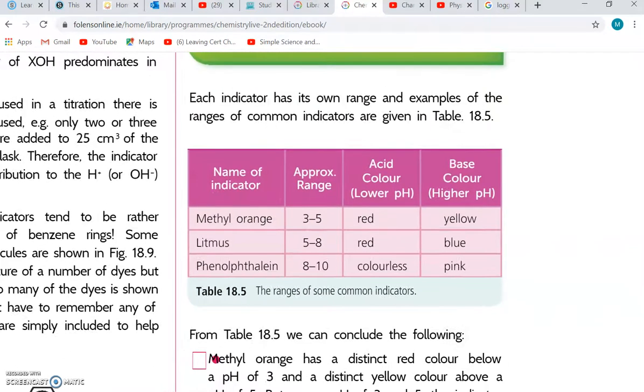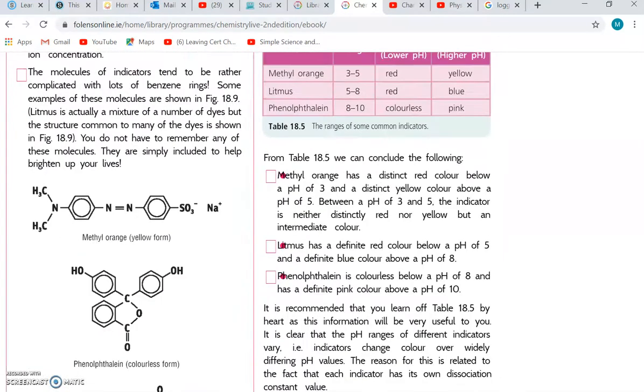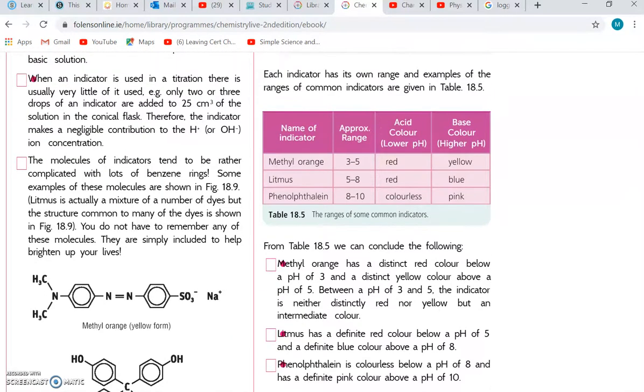So you need to know these three indicators. Methyl orange goes from red to yellow, litmus goes from red to blue, and phenolphthalein goes from colorless to pink, and that's going from acid to base. Furthermore, you should know your color changes already, you should know your indicators already, but on top of that, you need to know the ranges over which they change. If you know the ranges, and you know what you're reacting together, a strong acid and strong base, or a strong acid and weak base, whatever, it's very easy to match up your indicator to the type of reaction you're dealing with. So know your colors and know your ranges in acids and bases.